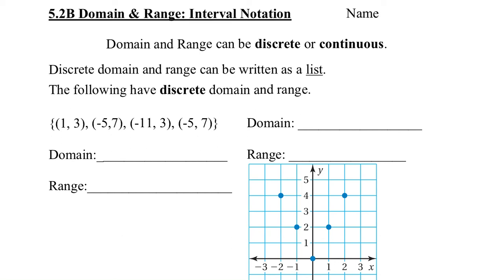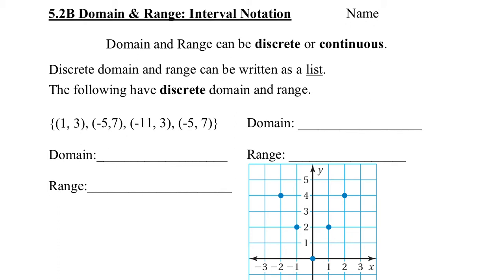Okay, 5.2b is domain and range, but this time we will be using interval notation. So domain and range can be discrete or continuous. A discrete domain and range can be written as a list. That's the domain we've done so far. These two have discrete domain, and we do already know how to do these.